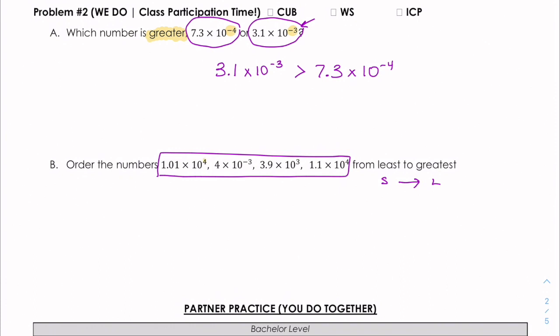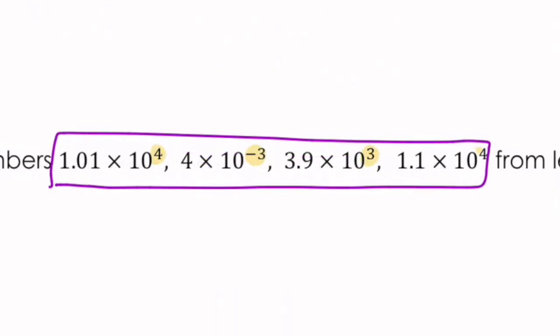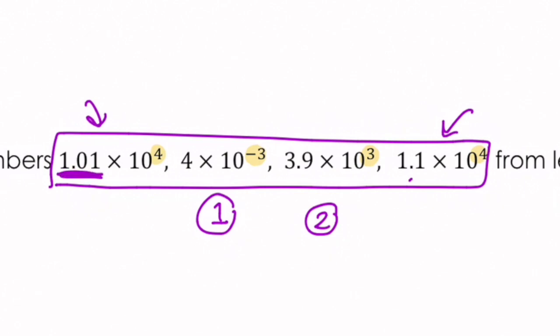So let's take a look at their exponents. So the smallest exponent is here, so that's the first one. The next smallest exponent is here, so that's the second one. And then these two numbers have the same exponent. So let's look at their coefficient and which one is smaller, because I'm going from least to greatest. The smaller one is right here. So this comes third and this comes last from smallest to greatest.